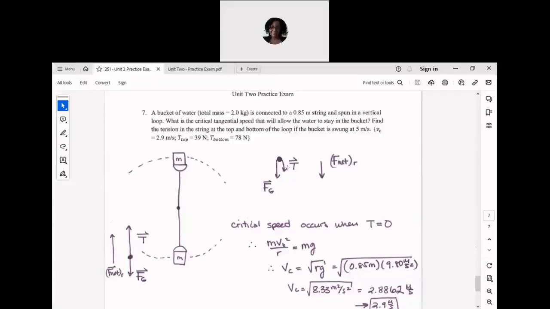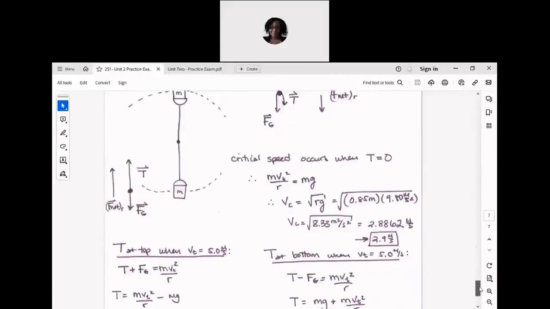So starting with that critical speed, let's look at the free body diagram for the top of the loop. There's a tension force that's acting on the bucket. There's a gravitational force acting on the bucket, but that is all. So the net force is going to point toward the center of this loop, and I'm going to treat both Fg and the tension as positives. So that critical speed occurs when this tension shrinks down to 0.